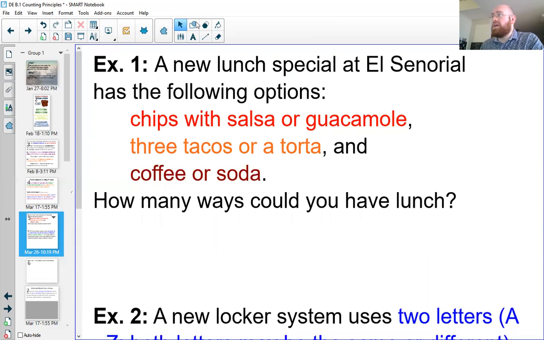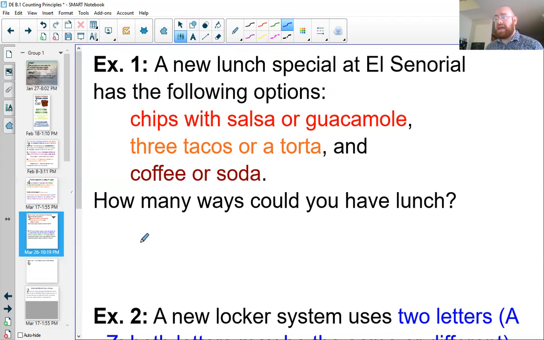So let's do an example or two. A new lunch special at El Señorial, which is a local restaurant, has the following options: chips with salsa or guacamole, 3 tacos or a torta, and coffee or soda. How many ways could you have lunch?